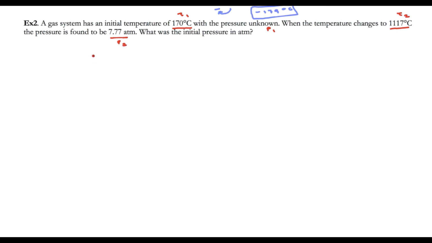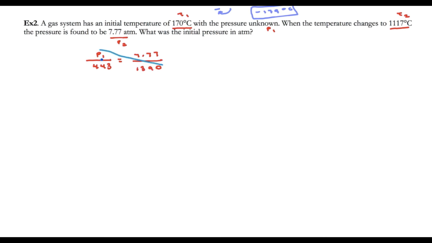So P1 over T1 equals P2 over T2. I don't know my P1, so I'm going to put it up top. I do know my T1, it's 170 degrees Celsius. So I need to take 170, and I'm going to add 273 to that to get it into Kelvin. So I get 443. Okay. That equals my P2, which is 7.77, all over my T2. Well, my T2 is 1,117. I need to add to that 273 to get it into Kelvin, and I get 1,390 Kelvin. And now I can solve this.